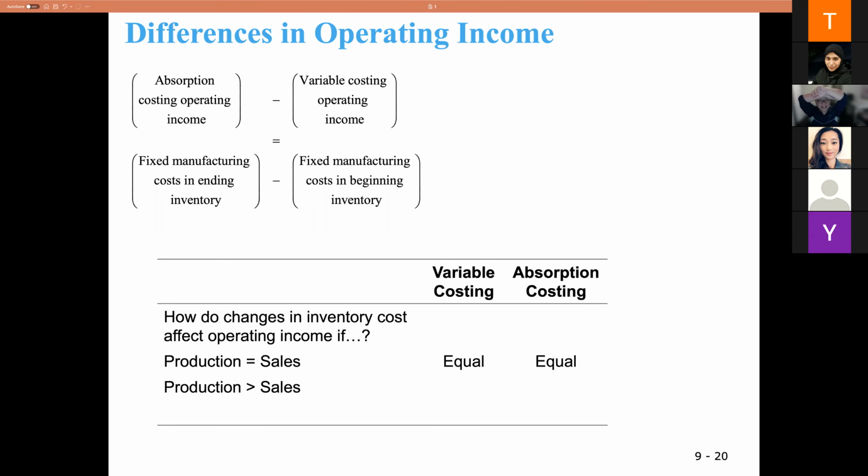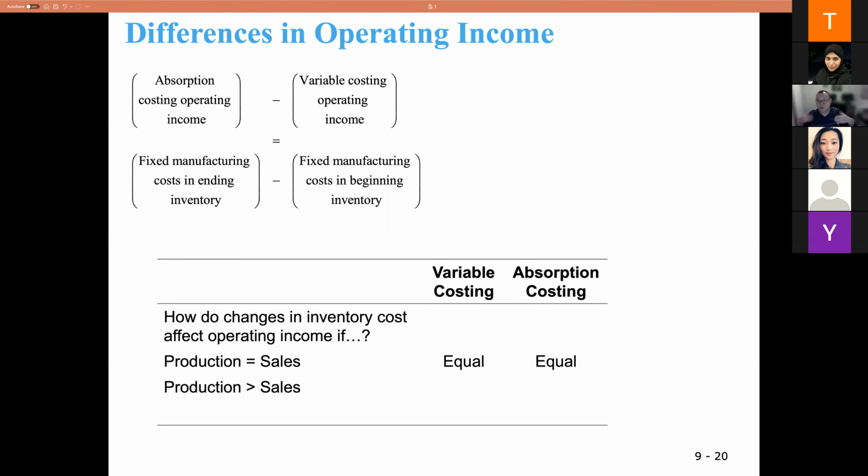So if the production is greater than the sales, the absorption costing will be greater than the variable costing because of the ending inventory. Ending inventory will be higher, right? That's correct, because now you are producing more than you can sell.